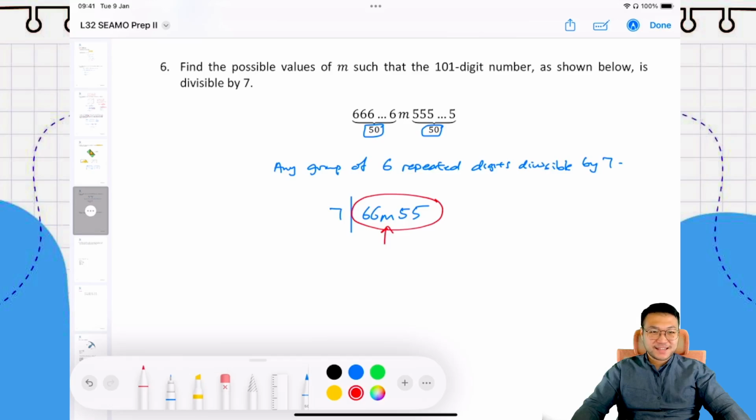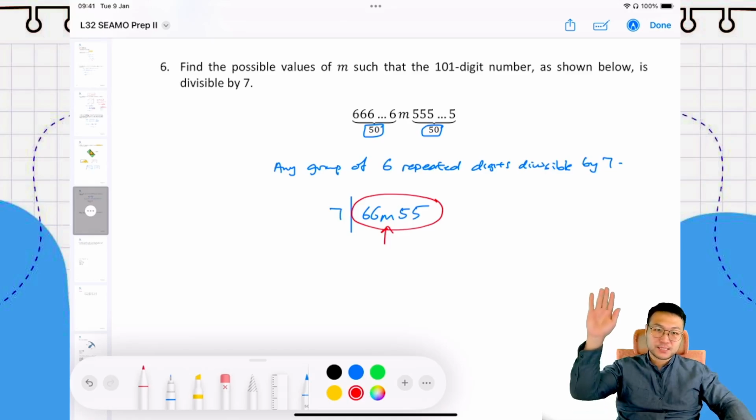Can I ask Jingming? Hello, Jingming. Hello. Can you tell me how you're going to determine what is m? So you try out the lower digits, like 0, 1, 2. Then if you find that one of them is divisible by 7, then you just plus 7 to that digit, and then you have the 2 numbers. Thank you, Jingming. Well done.